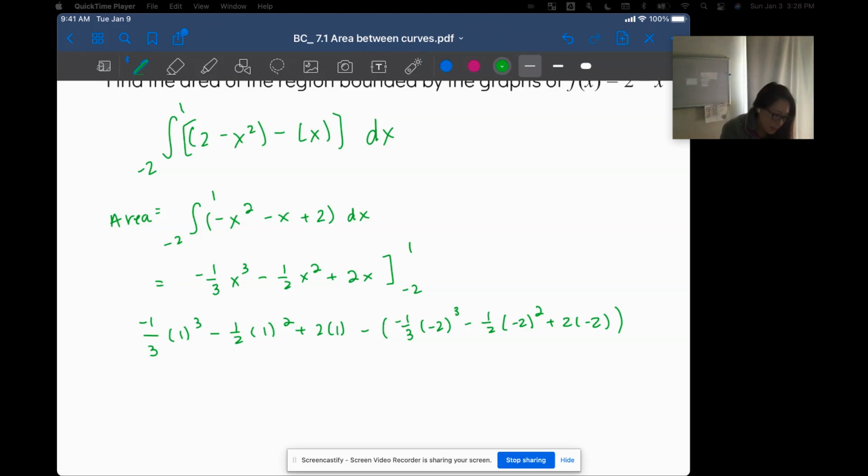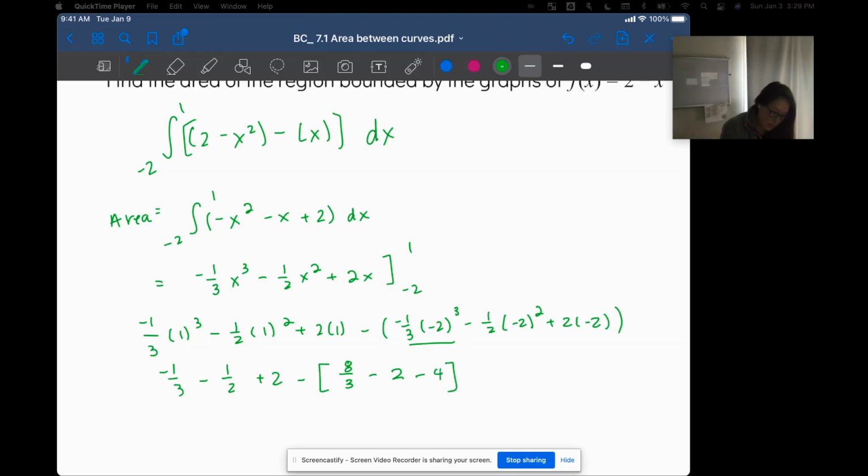And what I end up with next is -1/3 minus 1/2 plus 2. I'm going to leave my minus and go ahead and evaluate inside the parentheses first. So negative times a negative is a positive, so I get 8/3 minus 4/2, which is 2. And then I get -4.